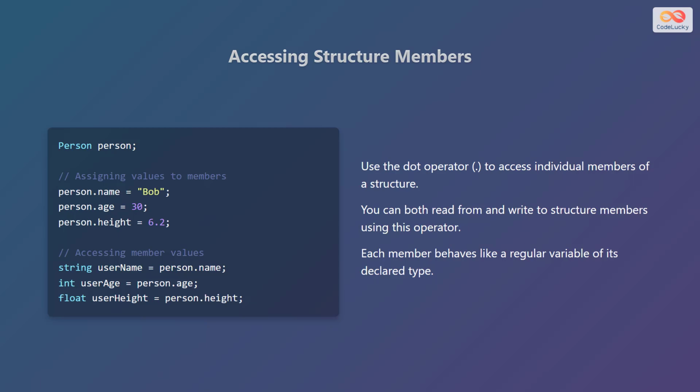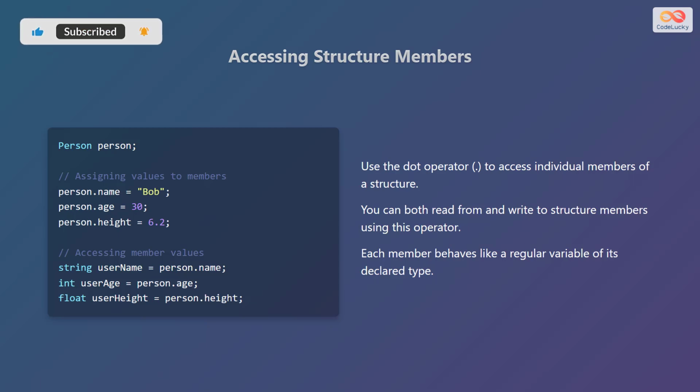To access the individual members of a structure, you use the dot operator or period. Let's see how it works. First, declare a variable person of type person. Then you can assign values to its members like this: person.name equals Bob, person.age equals 30, person.height equals 6.2.